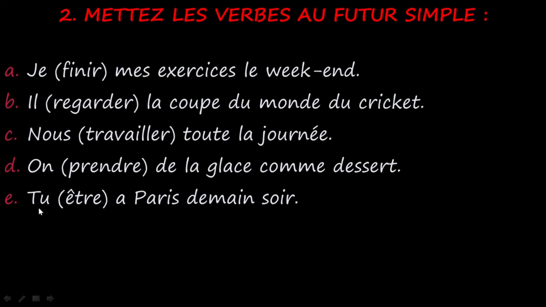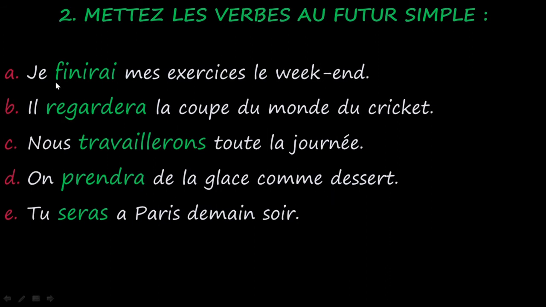Oui? So, tu être à Paris demain soir. What is the radical of the verb être? To conjugate it, it's S-E-R. S-E-R is the radical. So, tu seras, S-E-R-A-S. Oui? Tu seras à Paris demain soir. So, you will be in Paris tomorrow evening. Now we'll check the answers here. Je finirai. Il regardera. Nous travaillerons. On prendra. Tu seras. Oui?